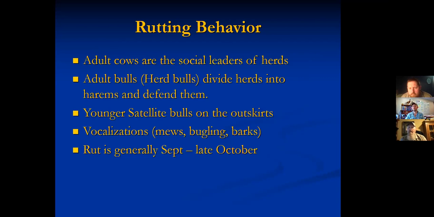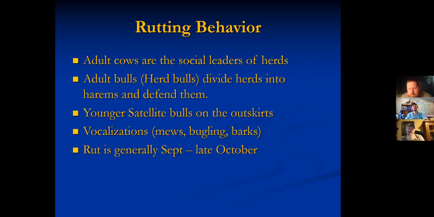And it may be a lot of these younger satellite bulls too. They're young, kind of dumb. They don't really know what's going on yet. So they'll try to sneak in the backside while the big bull's over here doing something. They'll sneak in over here trying to find a cow or two they can cut off. So it's a constant social battle all the time through the fall.